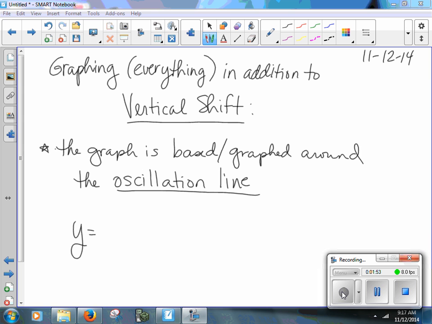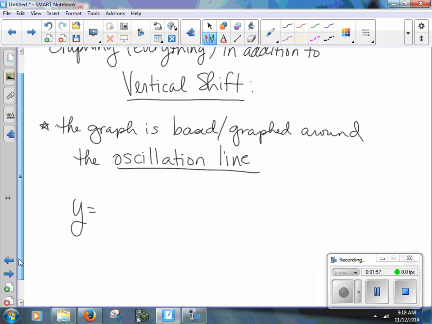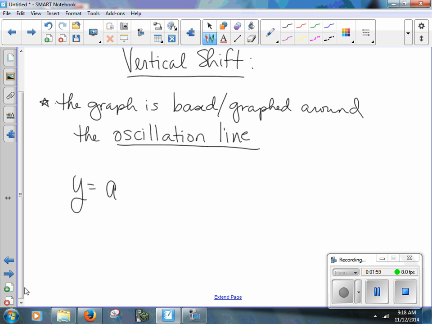Remember about the general form of the equation. We are going to write this again. I know it's already in your notes. I don't care. I'm going to write it again. It is A sine (bx plus c) plus d.